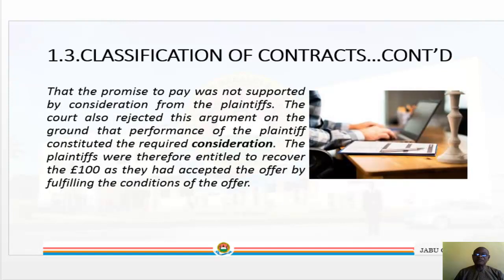That the promise to pay was not supported by consideration from the plaintiff was another argument. The court also rejected this argument on the ground that performance by the plaintiff constituted the required consideration. The plaintiff was therefore entitled to recover the £100 as she had accepted the offer by fulfilling the conditions of the offer.